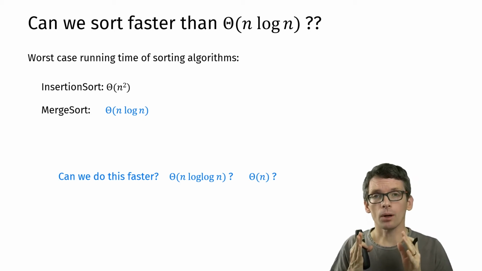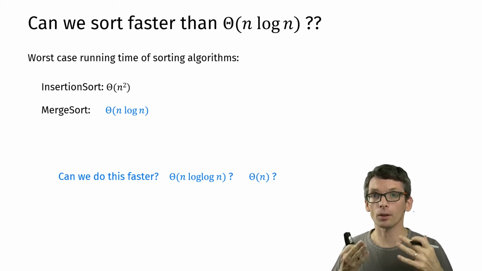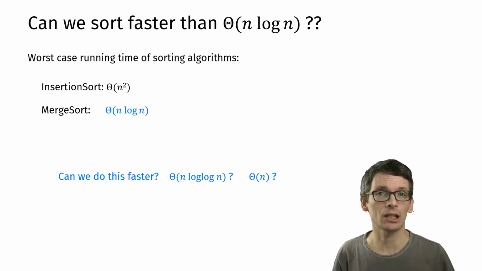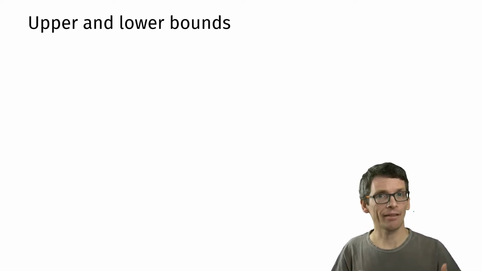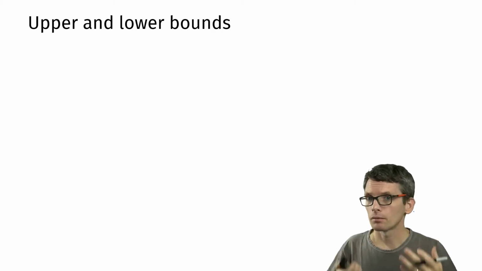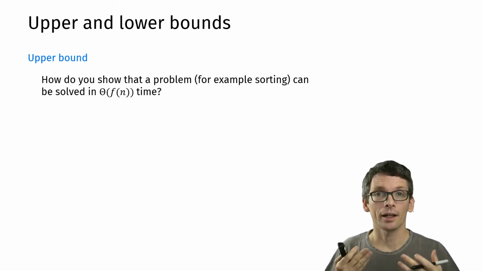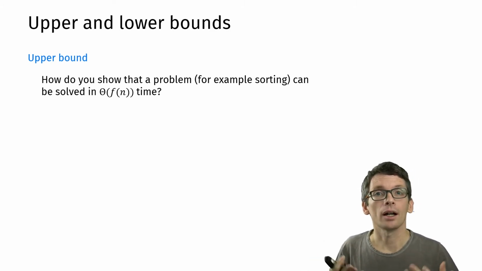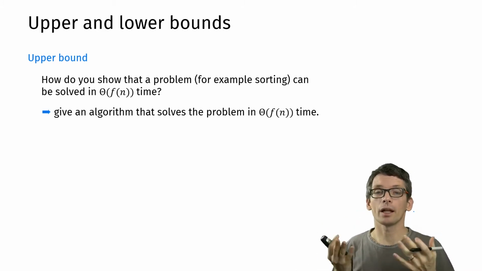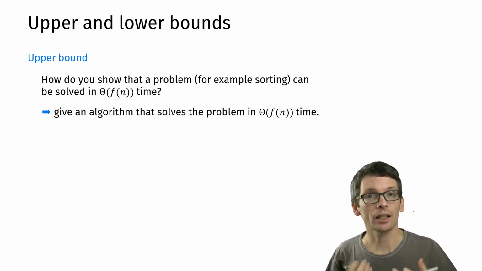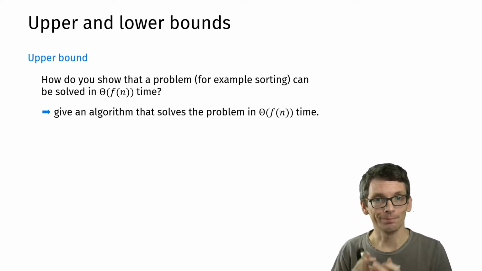If we want to argue about how fast we can solve a computational problem, we need to think about how we can actually prove upper and lower bounds on how fast a problem can be solved. The easy part here are the upper bounds, because that's what we have already been doing, implicitly at least. If I want to show that I can solve a problem in order f of n time, I can simply do so by giving an algorithm. If I want to show the sorting problem can be solved in order n log n time, then I can show that by giving merge sort, showing that merge sort indeed runs in that time, and I'm done.